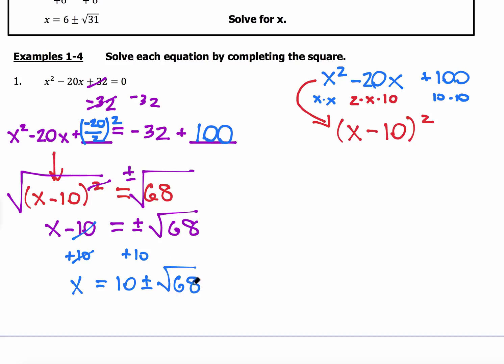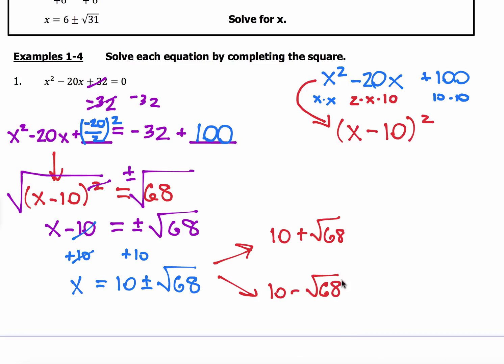Now I don't know what the square root of 68 is off the top of my head, so I'm going to use a calculator, and I'm going to get two answers for this one because of that plus or minus sign. So we'll have one answer as 10 plus the square root of 68, and our other answer is 10 minus the square root of 68.